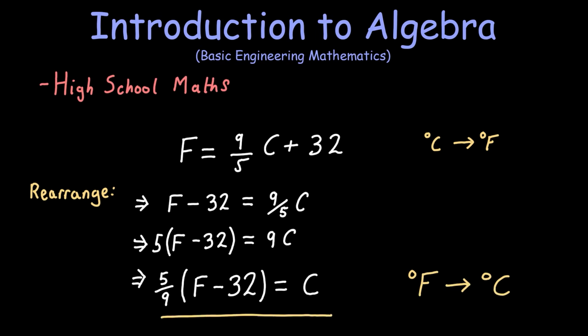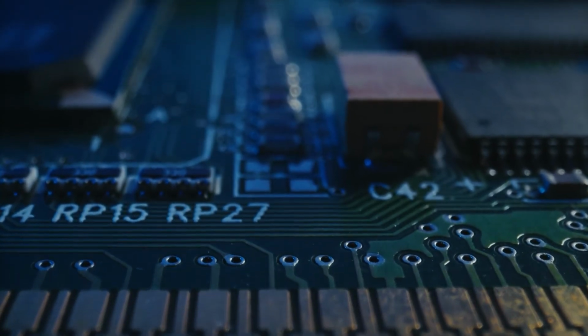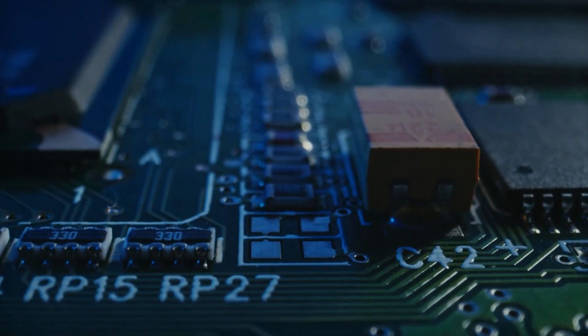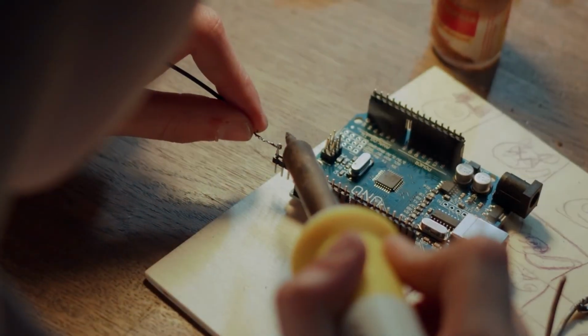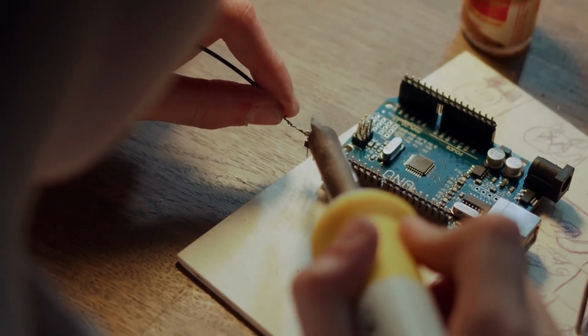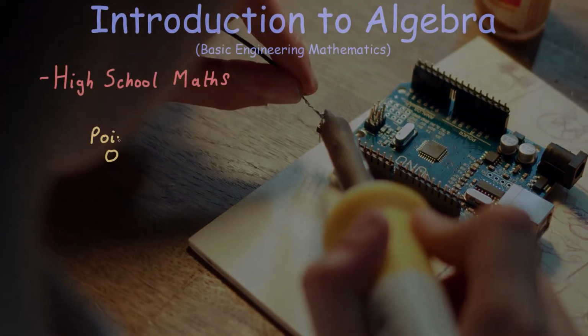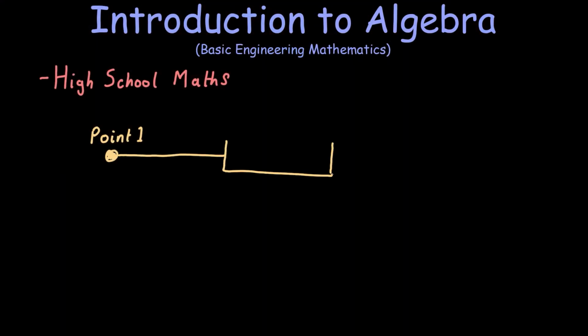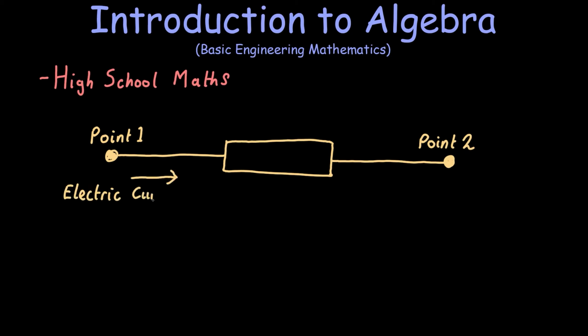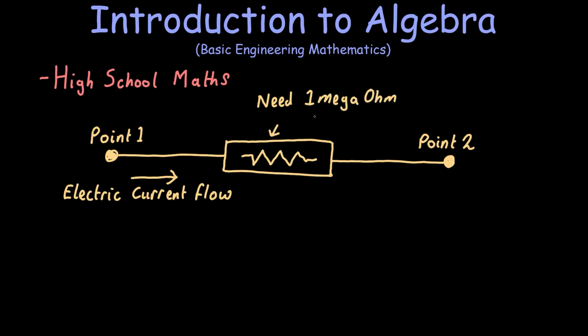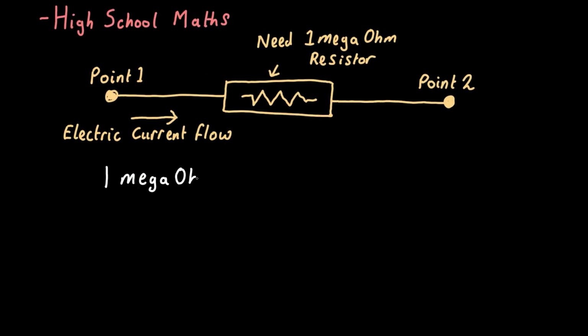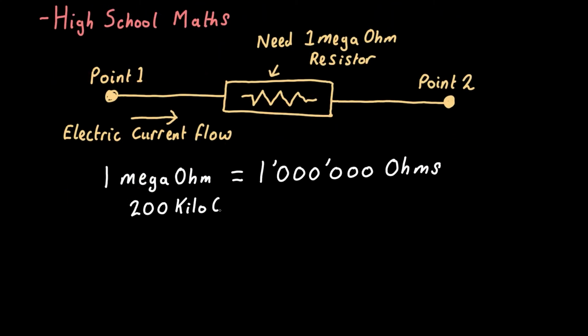Let's look at another algebraic example. Imagine you're an electrical engineer designing a circuit. You need to reduce the electric current flow between 2 points in a circuit so that you don't risk damaging sensitive components. You decide that a 1 megaohm resistor will be sufficient, but you only have 200 kiloohm resistors available.